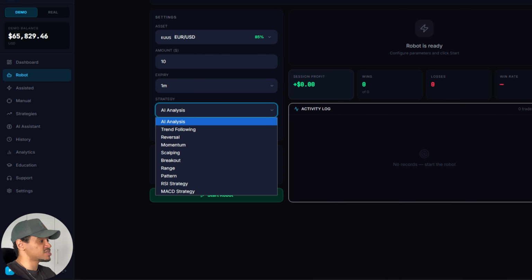You have specific ones like trend following, so it's only going to trade alongside the trend. Reversals, it's going to look for the crucial structures in the market and try to execute reversal trades. Momentum, scalping, breakout, range trading in between ranges, pattern trading, going to snipe the patterns, RSI strategy, MACD. You can select what you want the robot to trade with. And of course the trade count, you can select from 1 to 500 trades and the robot will execute that amount of trades.